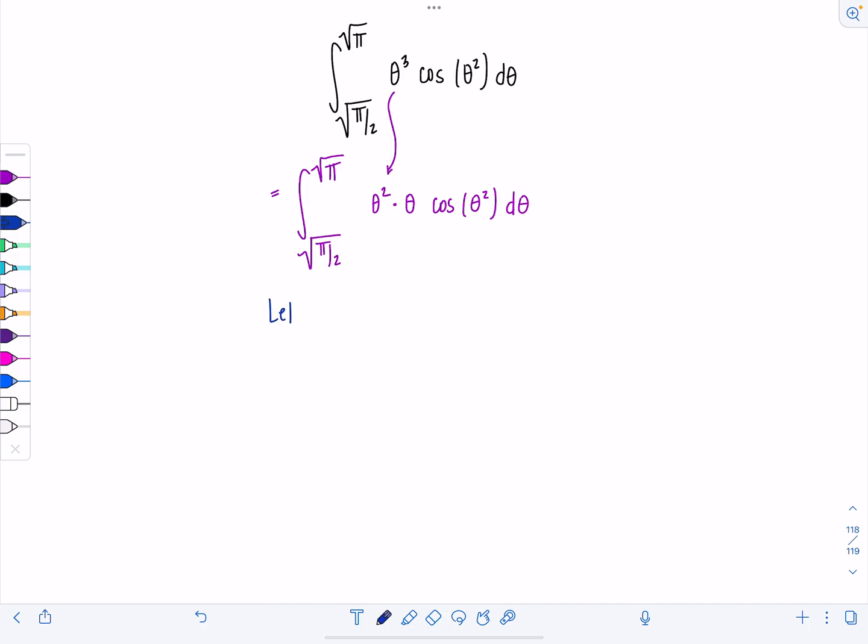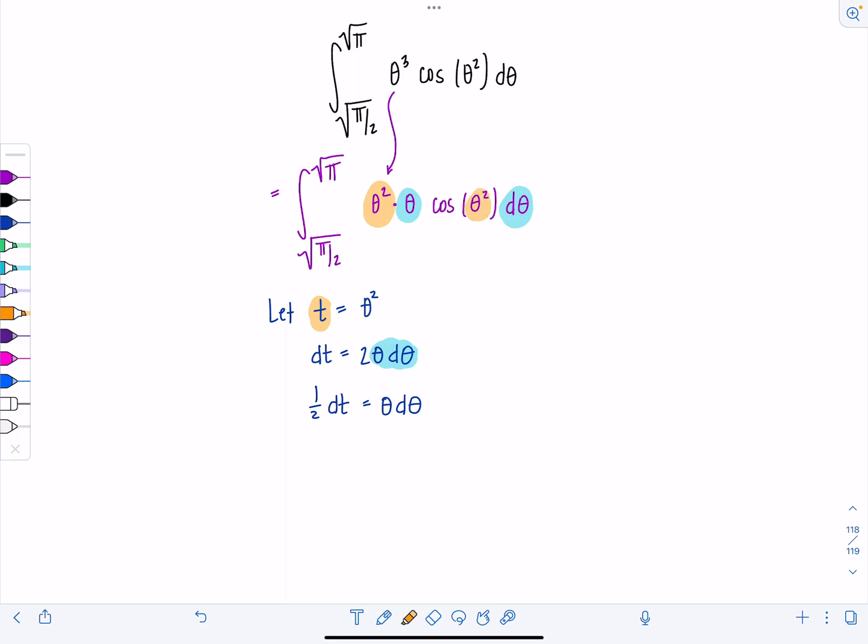I'm going to let t be theta squared, then dt would be 2 theta d theta, right? That's good. Because notice here, this theta squared, that's t. And then right here, we have a theta d theta. Ooh, that matches so beautifully. So that means 1/2 dt is theta d theta. You got it.